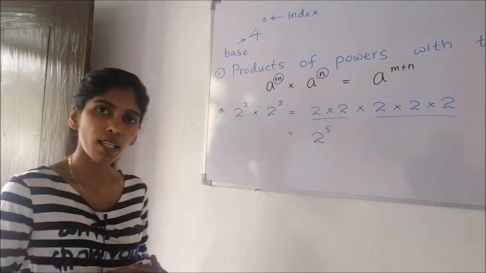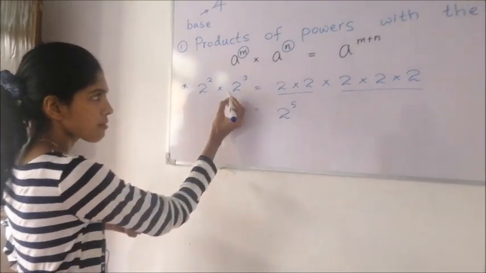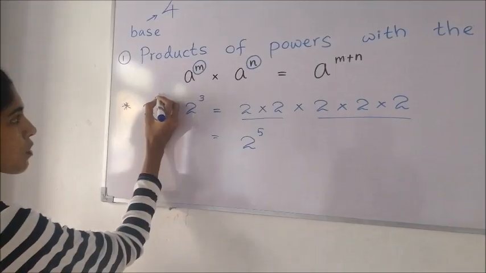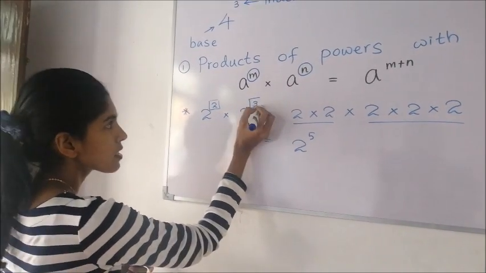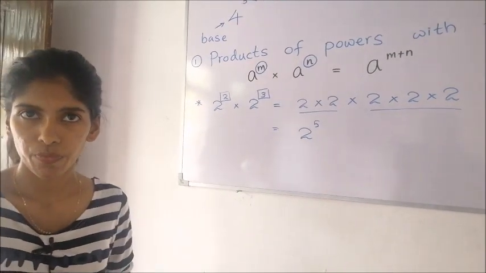But no need to struggle like this. Simply, if there are the same bases in the powers, we can add the indices 2 and 3. When we add, 5 is coming.